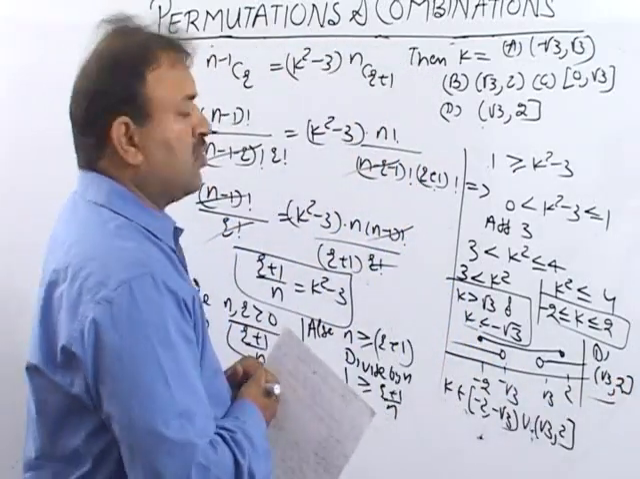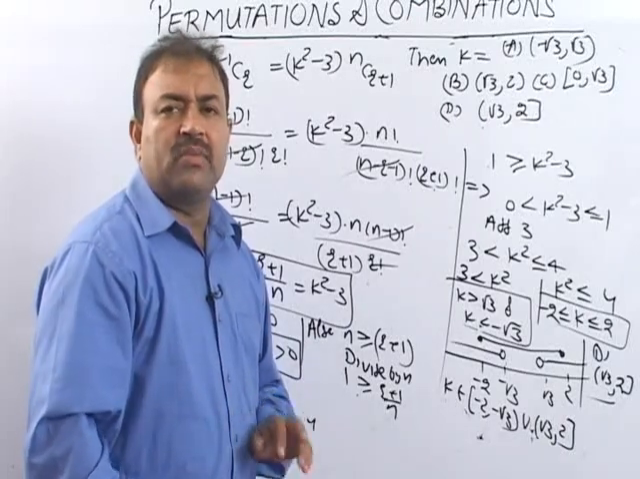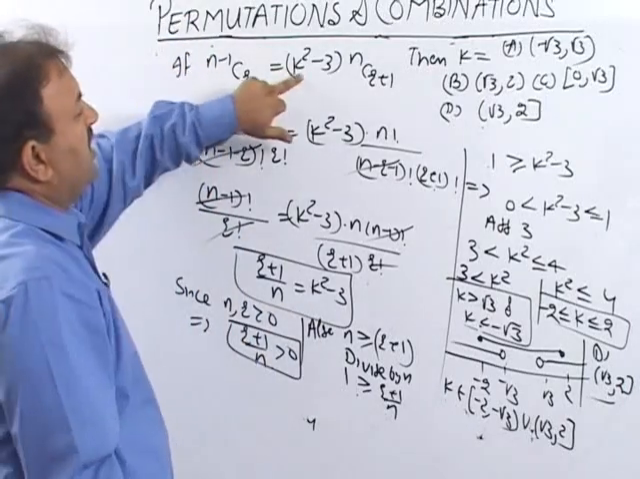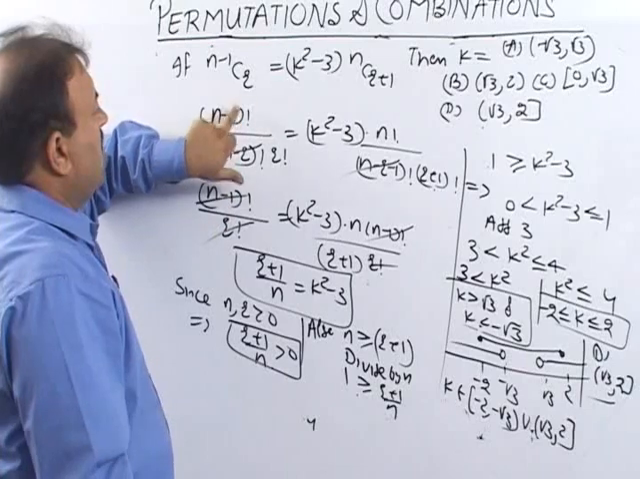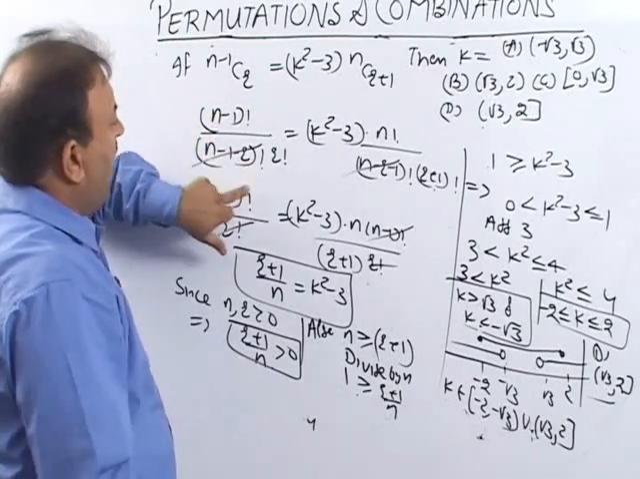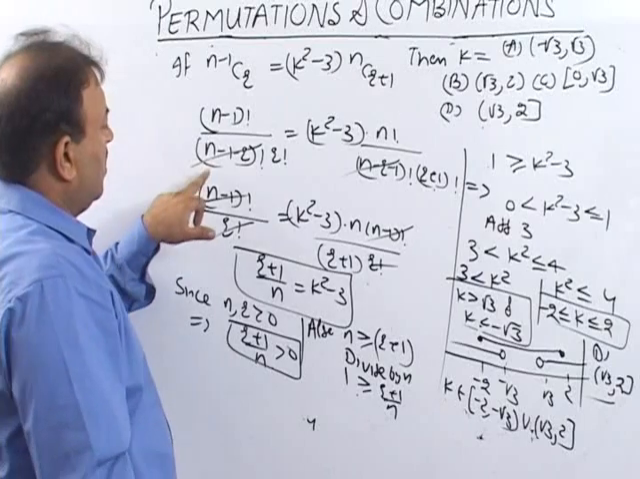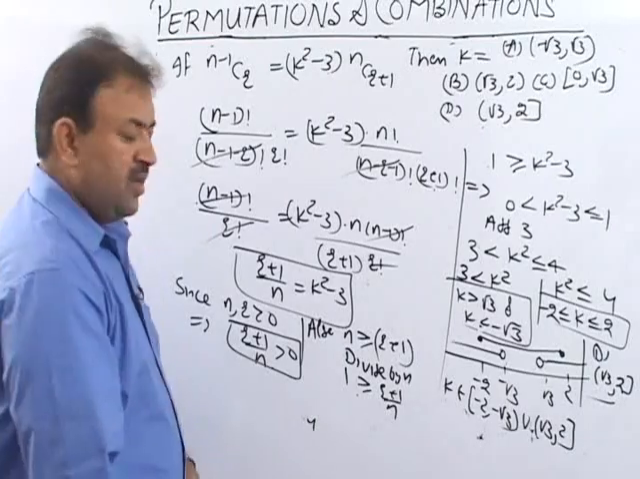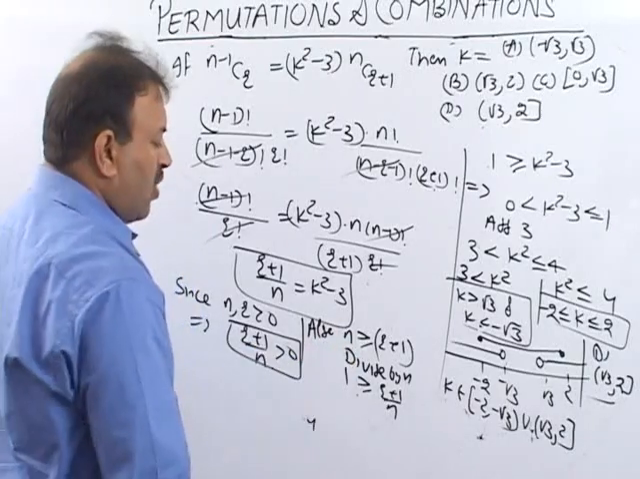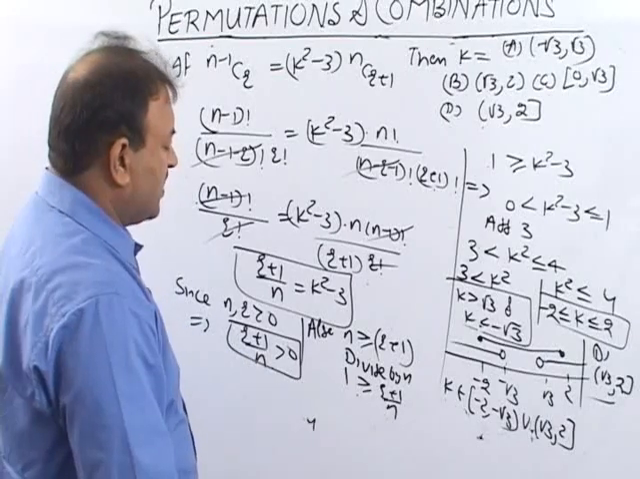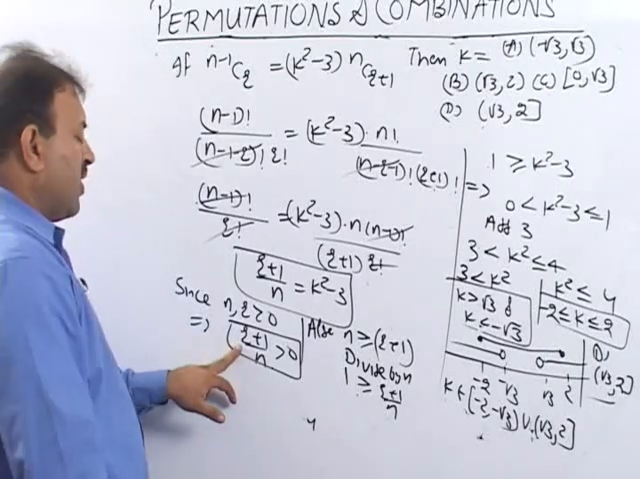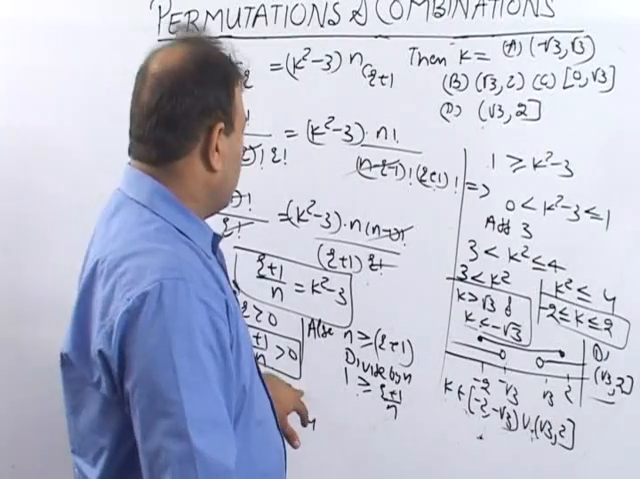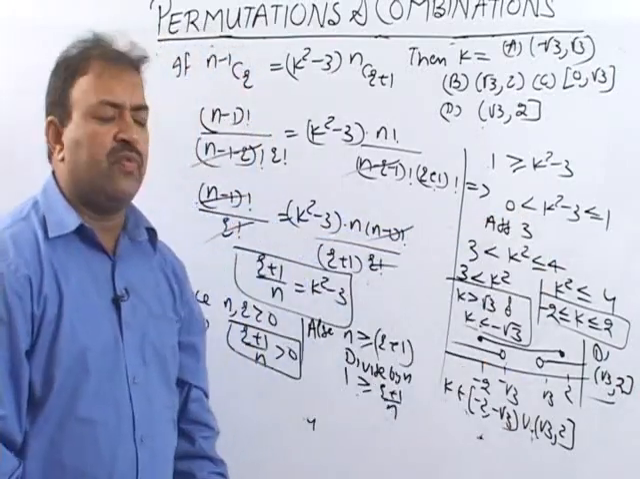So once again, understand this question carefully. It has come one time in the IIT screening examination. It is n minus 1 CR, k square minus 3, n CR plus 1. We expand it, we find that n and n minus 1 terms cancel out. Now we got k square minus 3 is r plus 1 by n. Now n is greater than or equal to r plus 1, that means r plus 1 over n is less than or equal to 1. Here r plus 1 over n should be greater than 0, as these are both positive quantities. Now our question becomes k square minus 3 lies between 0 and 1.